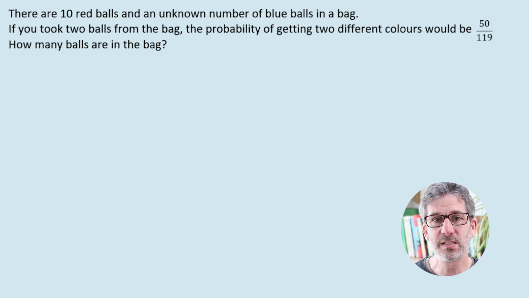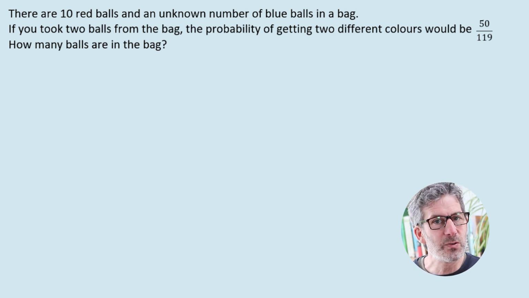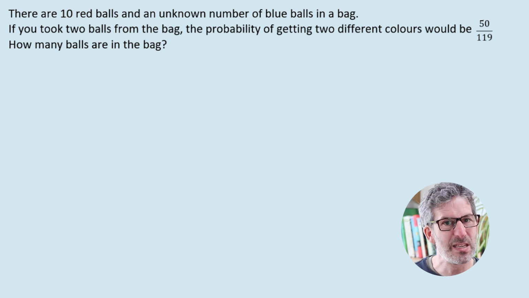As with all of these, the questions in the exam may look slightly different to this one, but these are the underlying skills that you'll need, and I'm going to show you how you can apply them to this particular question. In this example, we're told that there are 10 red balls and an unknown number of blue balls in a bag, and that if we took 2 of them from the bag, the probability of getting 2 different colors would be 50 over 119. And we need to find how many balls there are in the bag in total.